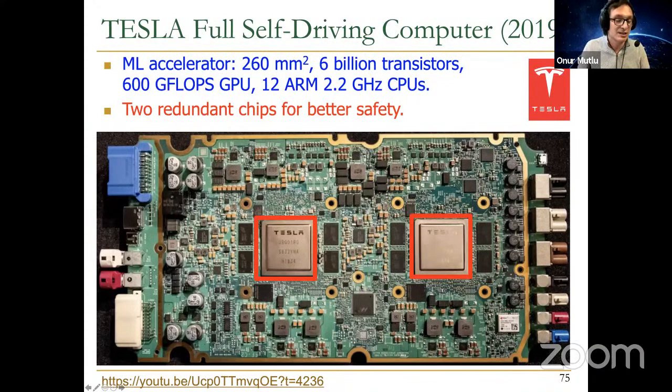If you're interested, you can watch their video. They actually have a very nice description of this at a high level, at a reasonably good level, for a company, where the chief architect discusses what they've done in these chips.